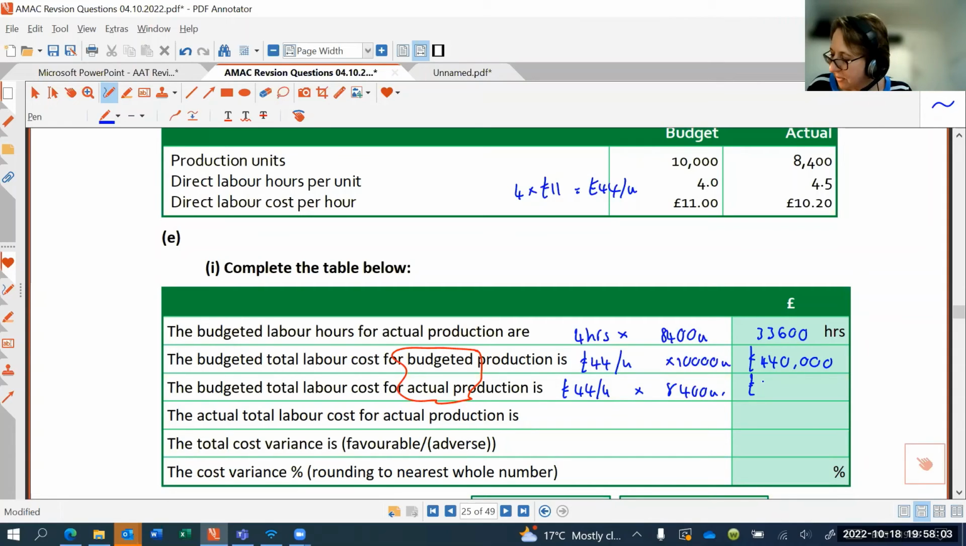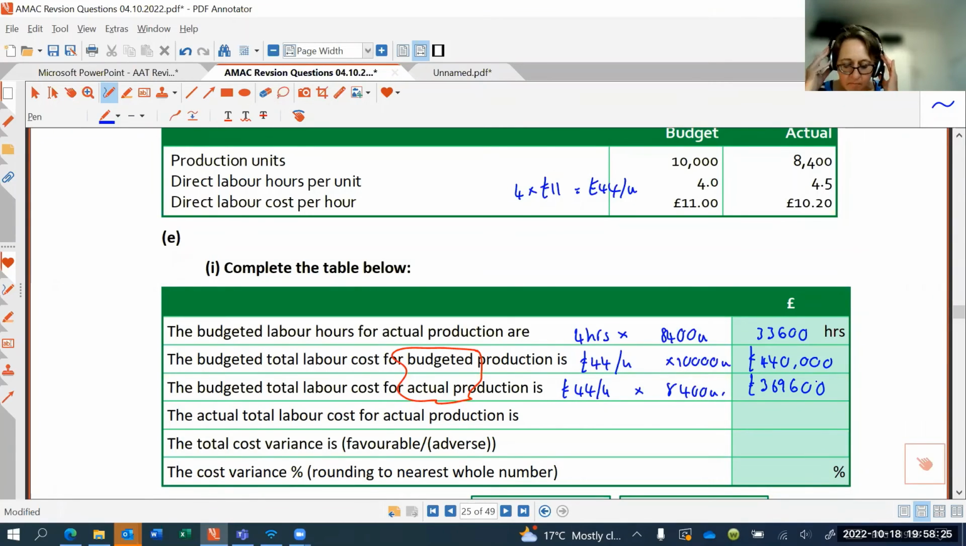So 369,600. Very similar. So when the sentence looks the same, that's good. Sometimes it makes us panic. We think, oh no, goodness, what have I just done? What was it asking for now? Look where the difference is. One wanted budgeted, one wants actual.